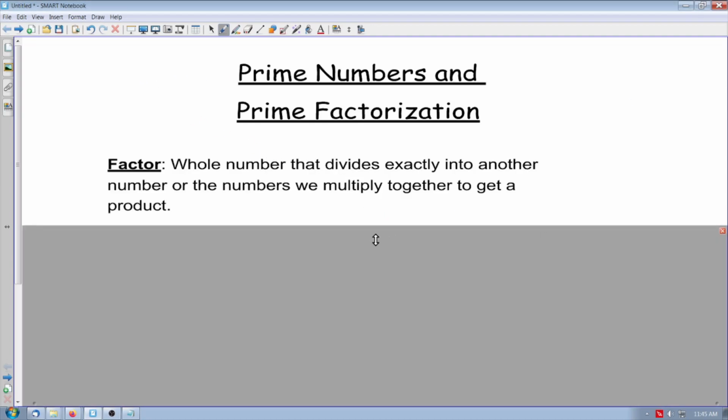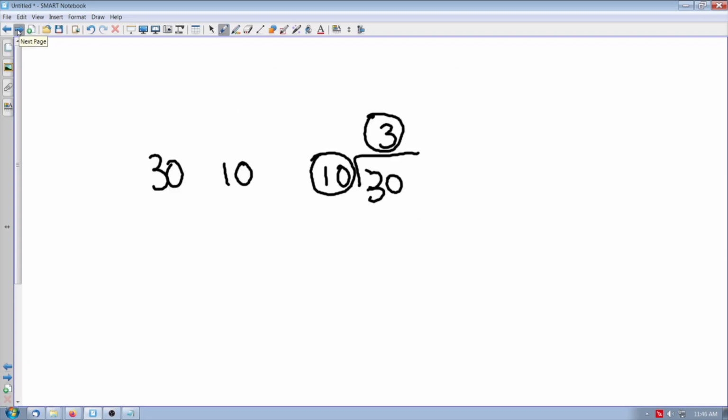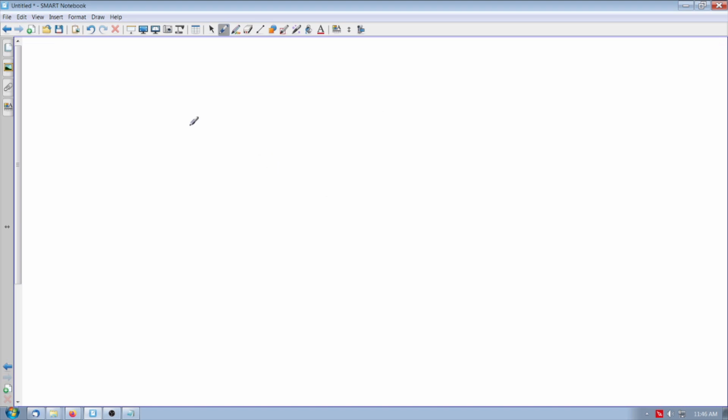Next, let's go ahead and look at what a prime number is. A prime number is a number that has 2 factors, one and itself. An example of a prime number would be the number 2 and the number 3. The number 2 is a prime number because it only has factors of 1 and 2, which is itself. And 3 is a prime number because, once again, it has factors of 1 and 3.